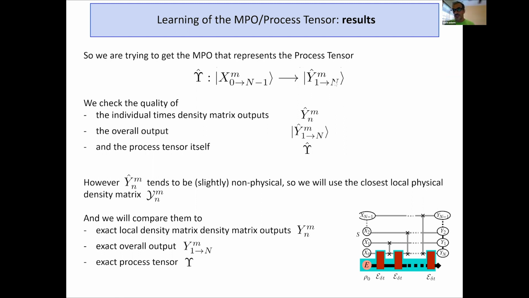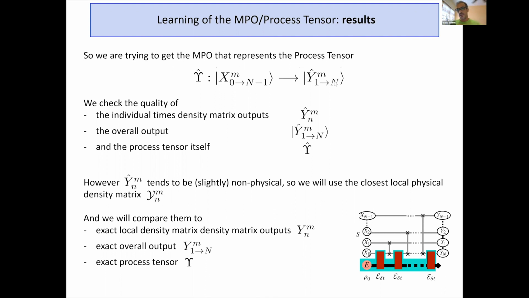Now, one thing that we need to highlight though is that when we run our simulations and we train our MPO, the outputs that we get may not be physical density matrices, okay? And this makes things a little bit difficult to compare, because when you compare a non-physical density matrix with the physical ones, then you find very, very weird results. So we do an extra step before we compare the output.